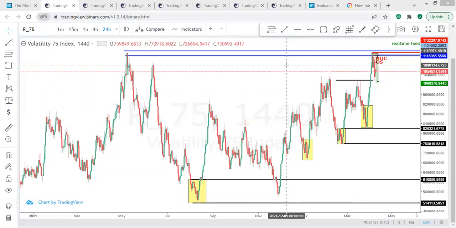And I want to carry everybody along so that you know my thought process, what I'm looking at, and where I'm actually looking to take the trade in the course of the week. And I'll be starting with Volatility 75.